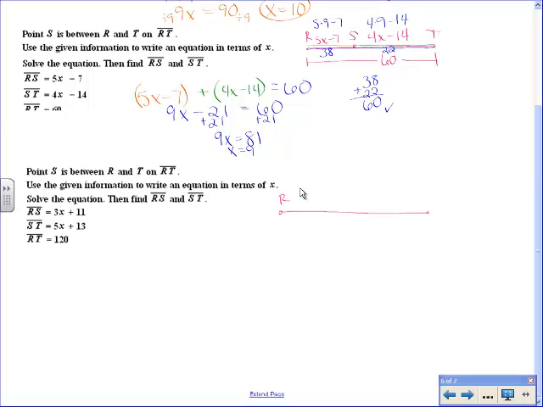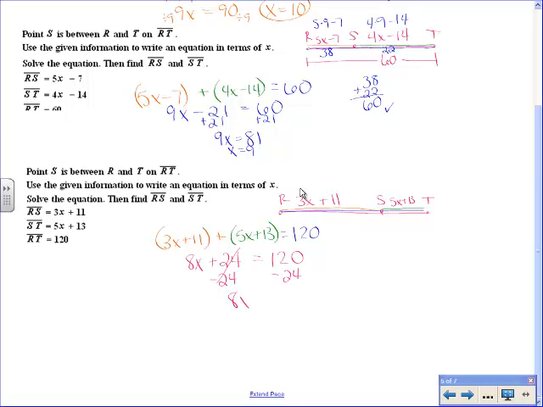So again, we have segment RT with S between. Segment RS is 3x plus 11. Segment ST is 5x plus 13. So when I add those two together, I should get segment RT. Forgot to write that on there, but we'll sneak that in. Segment RT in this problem was 120. Here's what the segment addition postulate would give me. 3x plus 11 plus 5x plus 13 equals 120. Combining like terms gives me 8x plus 24 equals 120. Subtract 24 from both sides, and I get 8x equals 96. Divide by 8 and I can see that x equals 12.